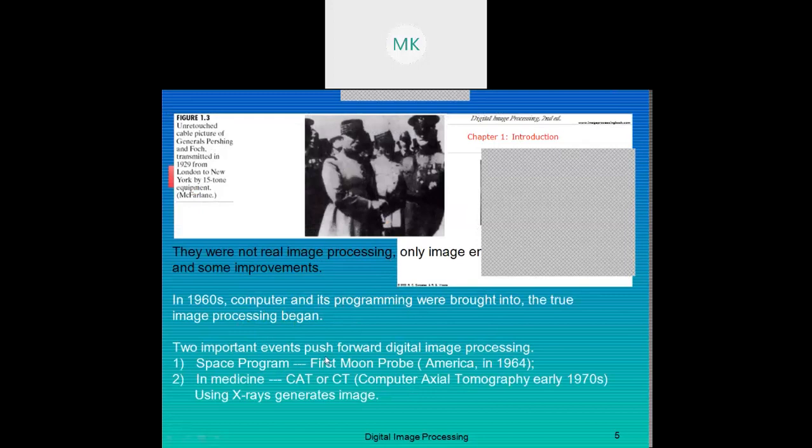Two important events pushed forward digital image processing. First, the space program, that is the first moon probe in America in 1964, and in medicine, CAT or CT, that is computer axial tomography, in the early 1970s. From the 1970s to today, we are using digital image processing in different application areas, including medicine as well as gesture recognition, face detection, biometrics, fingerprint detection, and so on.